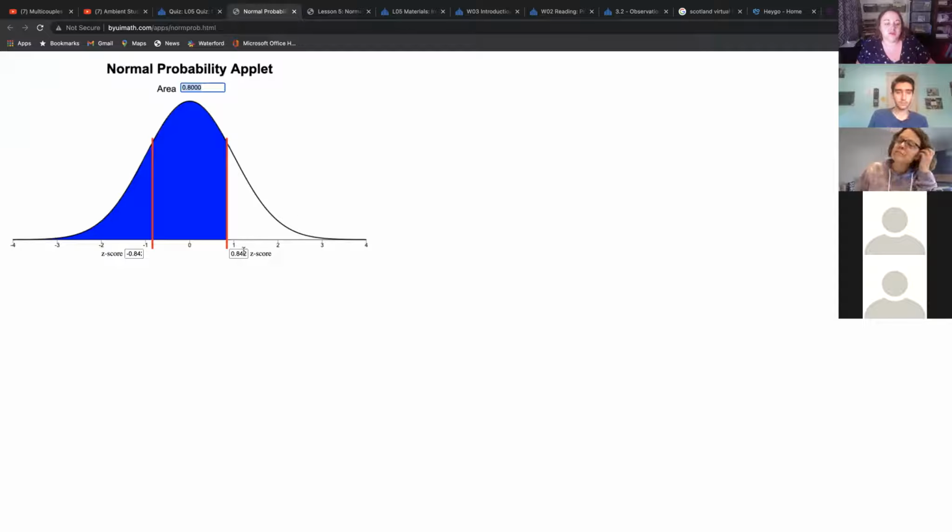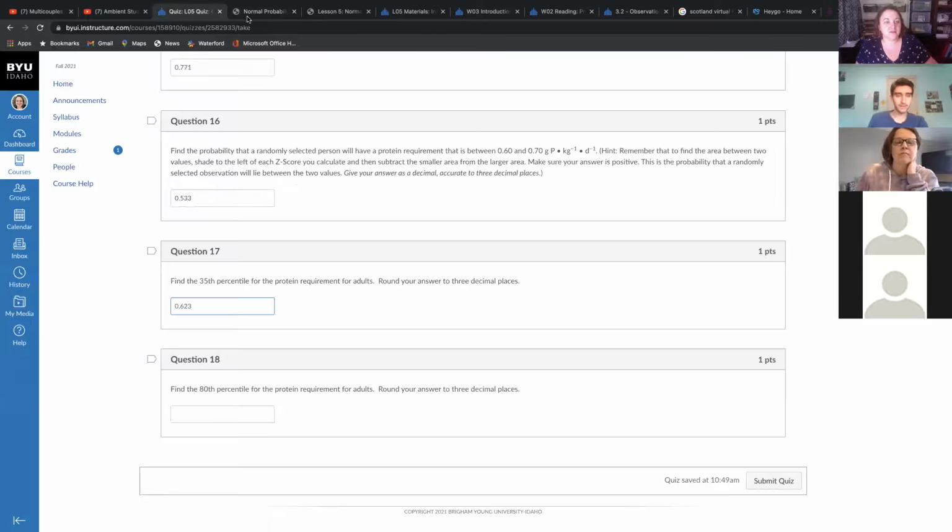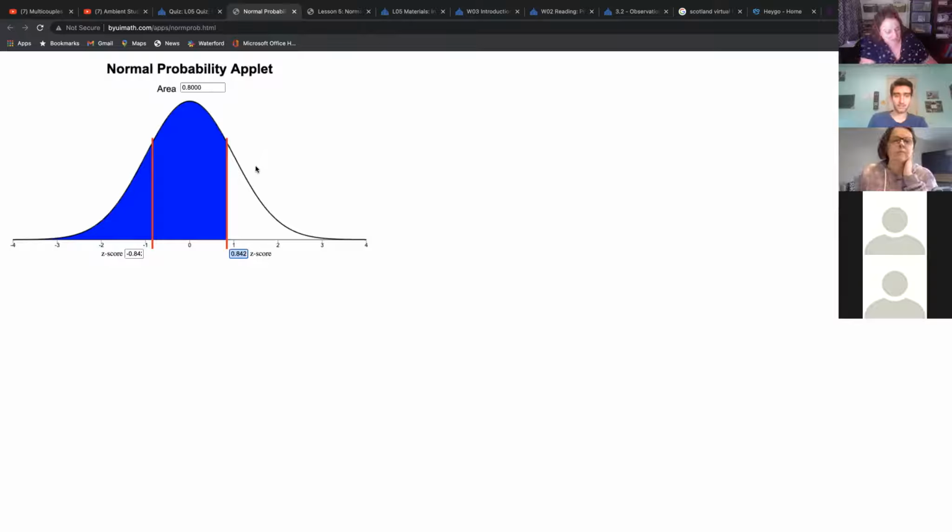Okay, but for this one, just to make sure I'm doing it right, this is the score we want, correct? Because this is our 80th percentile right here. We don't want the negative one, we want the positive. We're on question 18, right? Yeah, that would be the one you want.